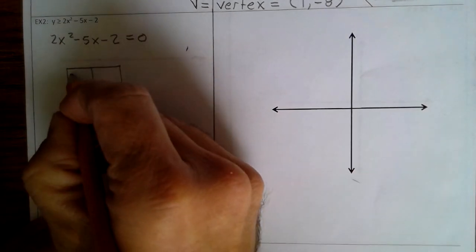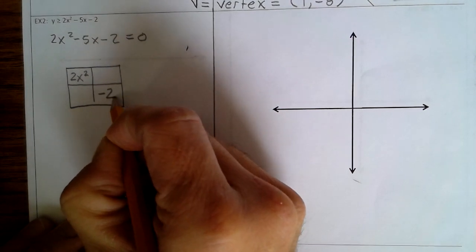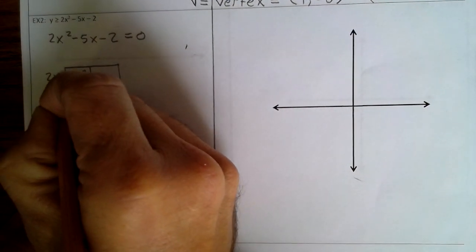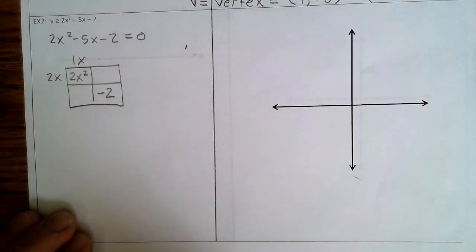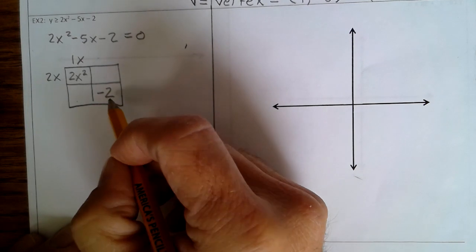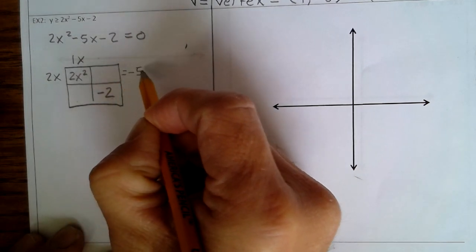So first term, last term, we know that 2x times 1x makes 2x squared. And we're trying to find the middle term. We're trying to find the two numbers that multiply to negative 2 and combine to be negative 5x.